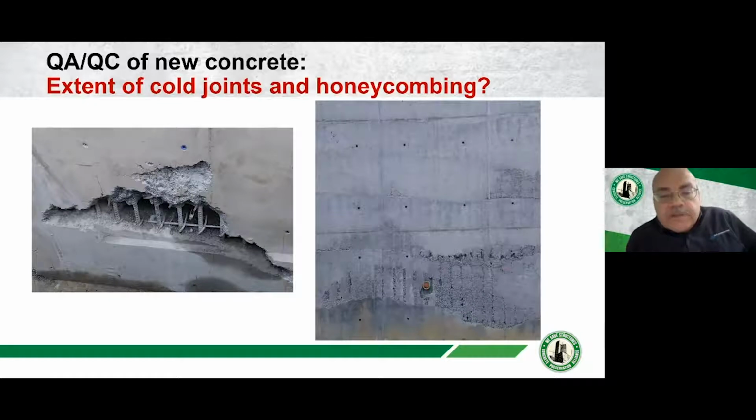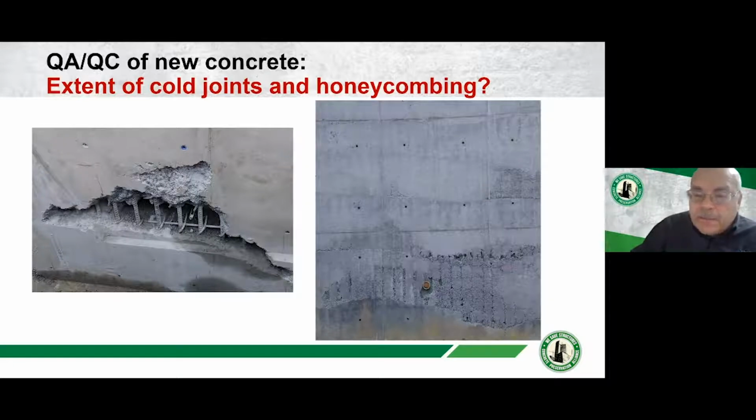But if you take the forms down and saw this honeycombed void at the bottom of the pour on the abutment, everybody would have some concern. The engineer and the owner would want to know the extent of that void. Over on the right side, you can kind of see the presence of horizontal cold joints. Maybe they were waiting for the truck on a very hot summertime day.